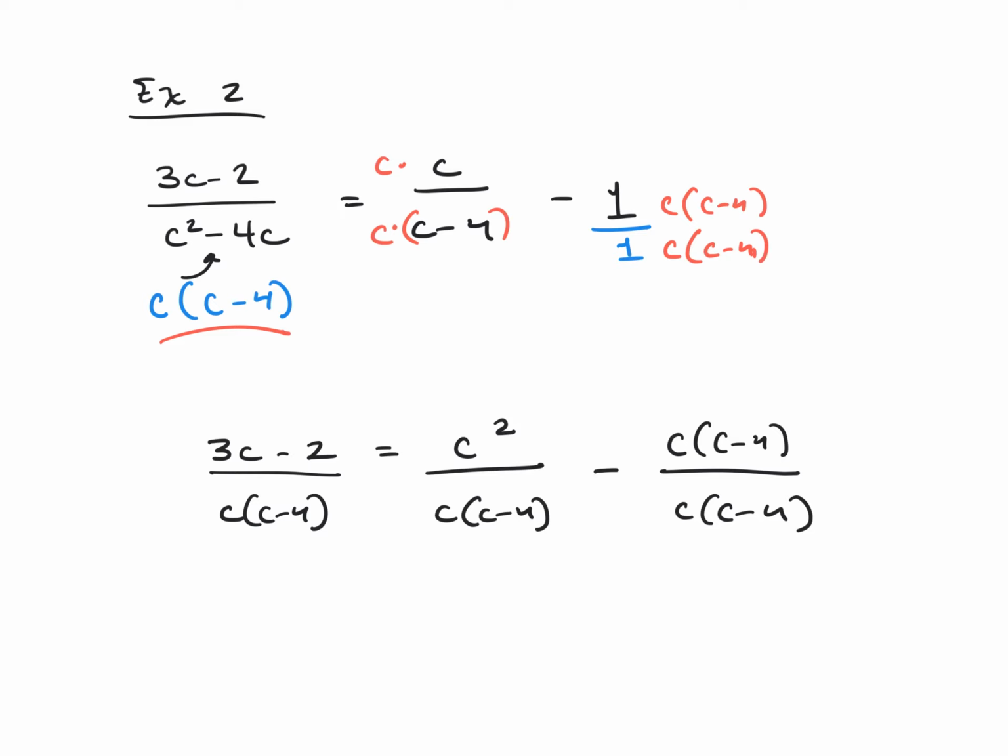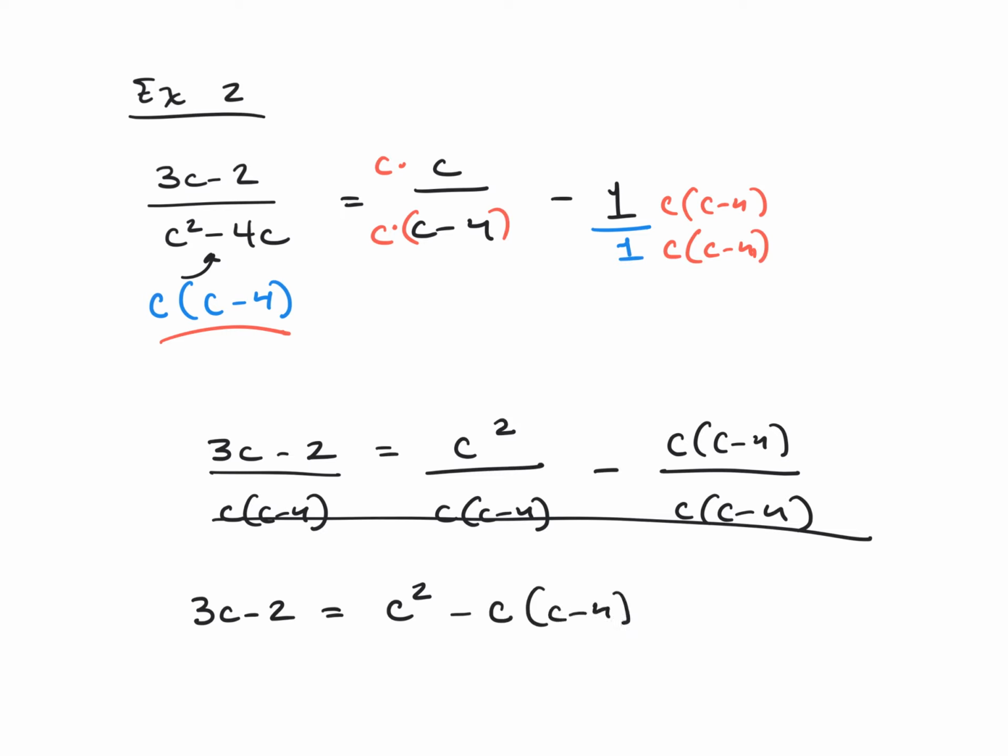So then from here, I can go ahead and get to my solving skills. The bottoms are the same, so I'm going to get rid of them. And I'm going to write this as 3c minus 2 equals c squared. Now, you just have to be careful when you have a negative. Just make sure that you're distributing that negative. So this is negative c times c minus 4.